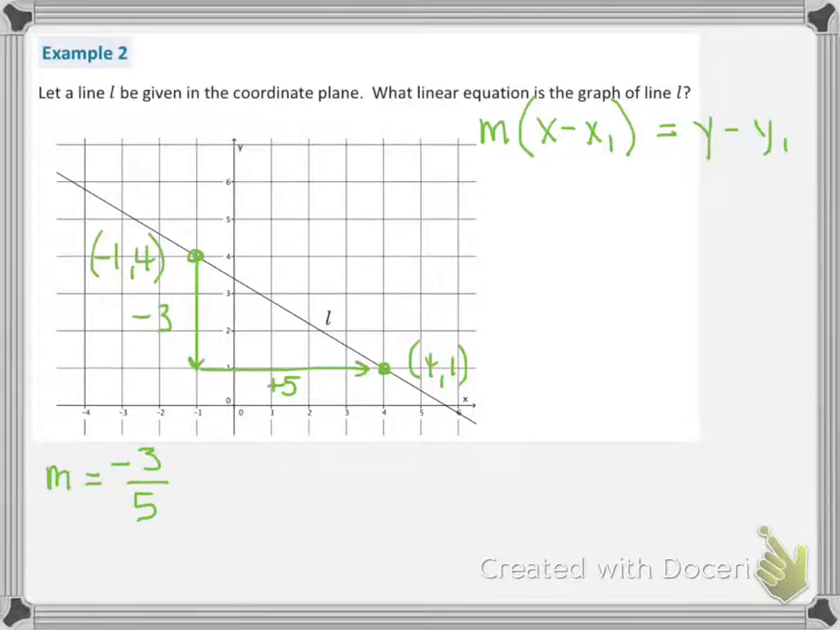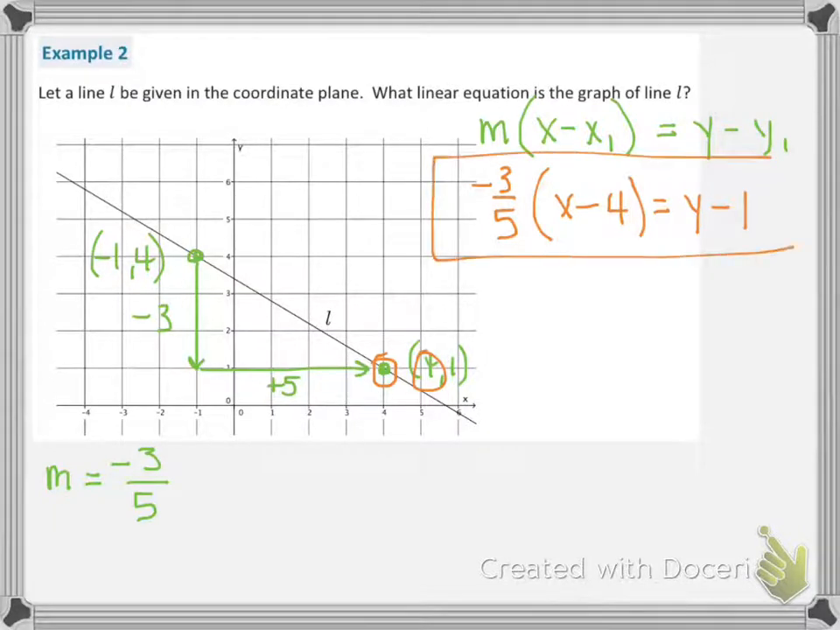Doesn't matter which one. Let's use this one. Okay, so substituting into my point-slope form, I get -3/5, that's my slope, times x minus my x, which is 4, right here, equals y minus my y, which is 1. And there it is. Point-slope form of that line, that's the equation.